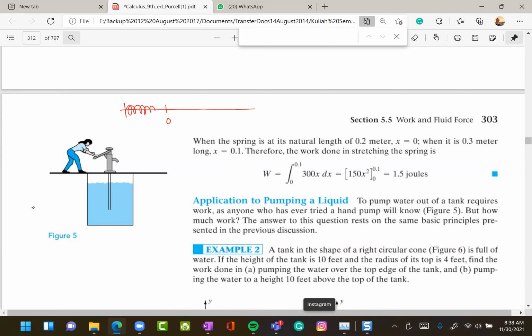Here is a spring, and then it stretched to this one. Partition it: stretching this part gives you a force. Stretching this part gives you k times x.